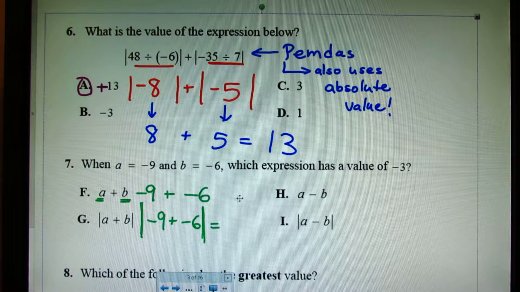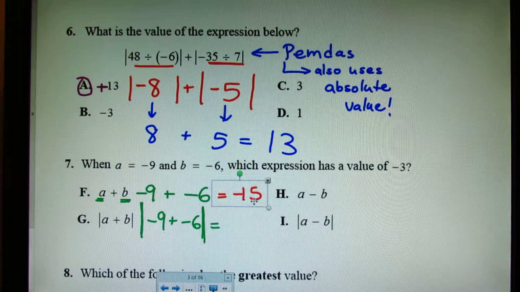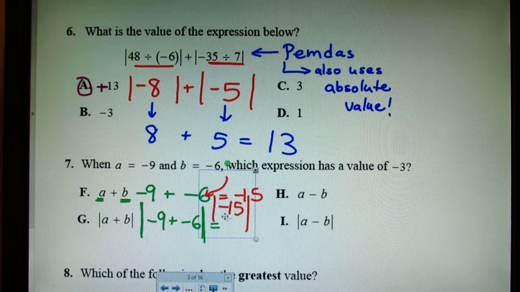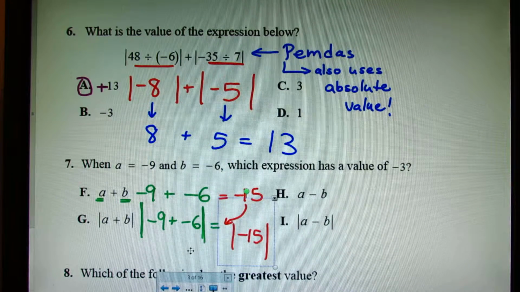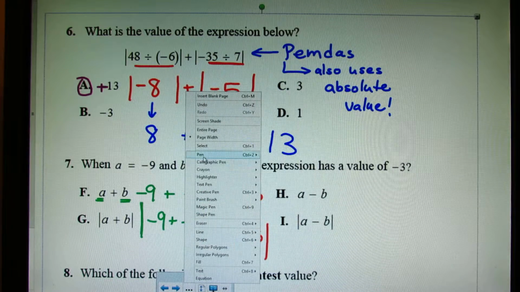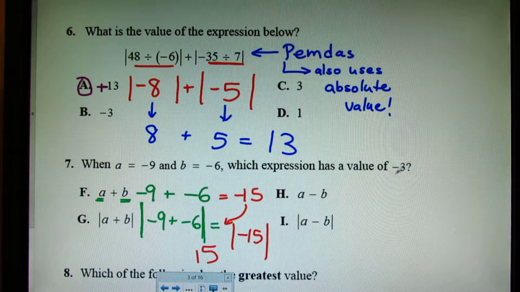I guess we'll start working on these. Negative 9 plus negative 6 in your calculator should get you negative 15. For the second one, I don't even have to do the math. I just take the answer, negative 15, and my final answer on this one will be positive 15. So again, none of them have the value of negative 3, so I have to cross these out. These are not my answer.